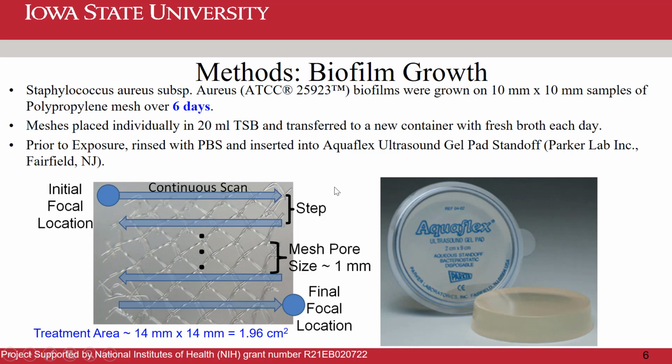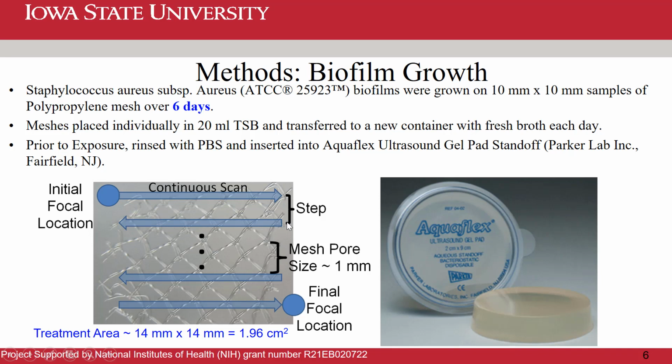Now, when we did our exposures, we focused our transducer on the mesh, and then we continuously scanned the transducer in one direction, took a step, and went back in the other direction, and did this until we reached the end. And this would be our raster pattern, kind of continuous step until we reached the end. Once we reached the end, we went back to our initial location and repeated the process to pass over the mesh additional times. And we went from 2 to 6 passes over the mesh, and we wanted to see whether that had an impact on efficacy and treatment time.